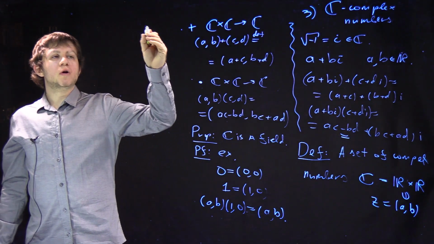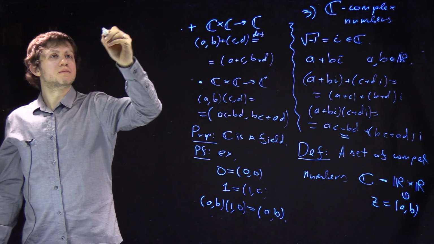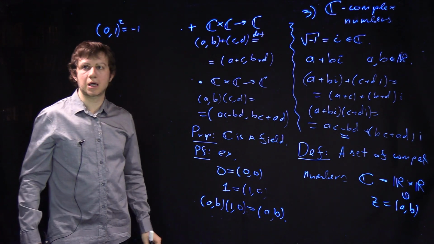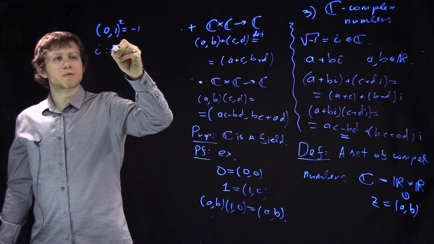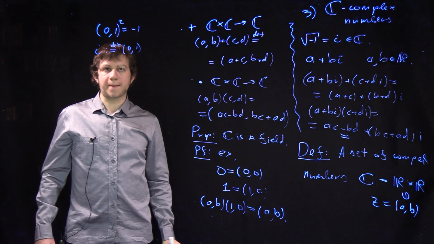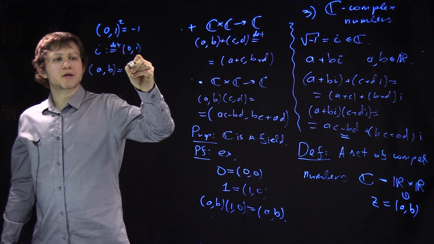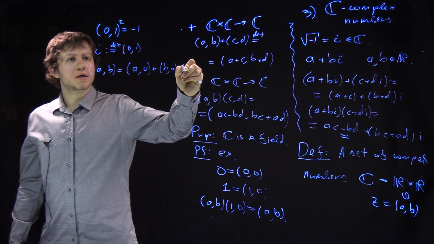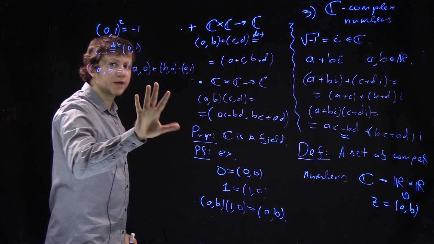Okay, so what about the square root of minus 1? It is easy to see that (0, 1) squared equals (-1, 0), just using this rule. And we will just define i by definition to be equal to the pair (0, 1). Okay. Another observation is that a pair (a, b) actually equals (a, 0) plus (b, 0) times (0, 1). Again, this is just a simple bracket opening.